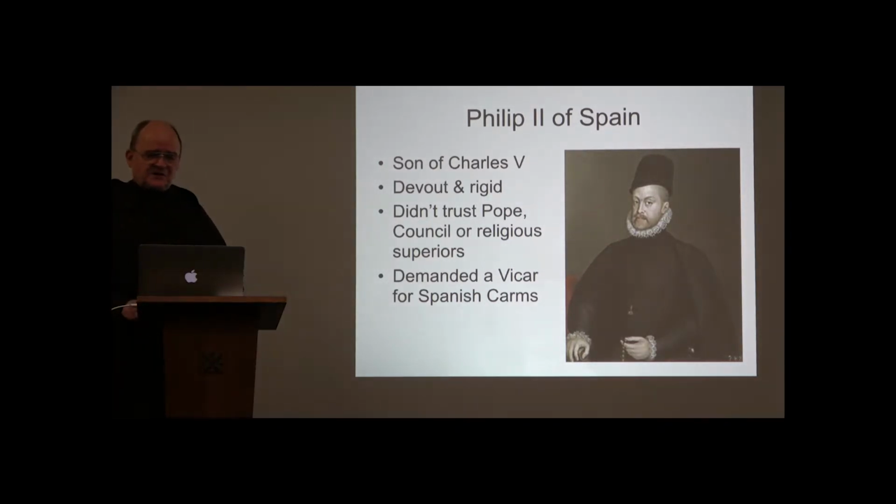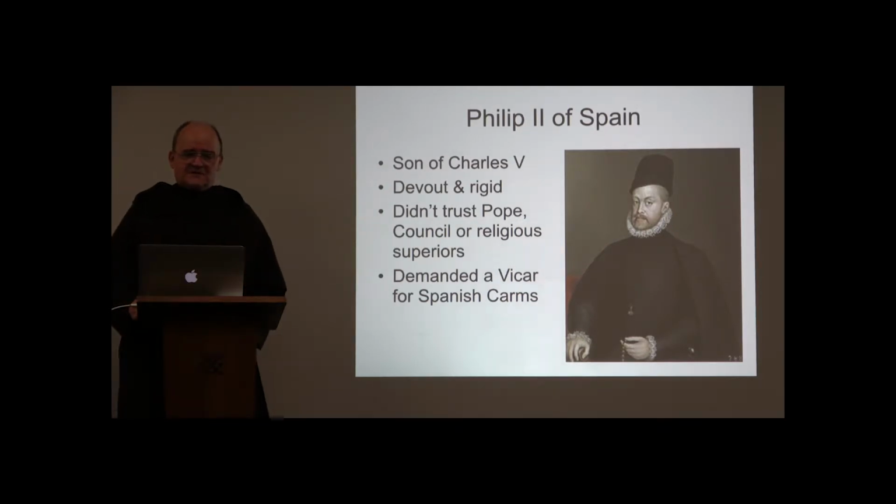One other complication to the reform in Spain is the king. This is Philip II of Spain. Philip is the son of the former Emperor Charles V. His title in Spain was Charles I of Spain. After 1555, when Charles stepped down, his son Philip took over the reins of Spain and the elements of the Spanish Empire.